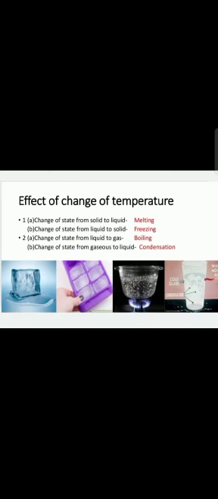Students, there are two ways to achieve a change in the state of matter. The first one is by changing the temperature, and the second one is by changing the pressure. Let us discuss the effect of change of temperature. First of all, if we have to convert the state from solid to liquid, then the process or phenomenon is called melting. When the change of state takes place from liquid to solid, the phenomenon is called freezing. The change of state from liquid to gas is called boiling. And the change of state from gas to liquid is called condensation. These are common phenomena which happen in our day-to-day life.